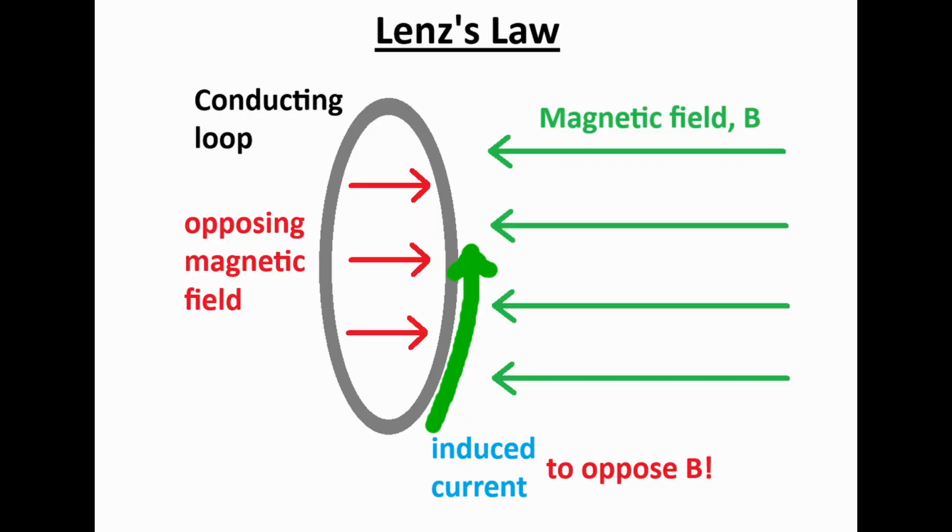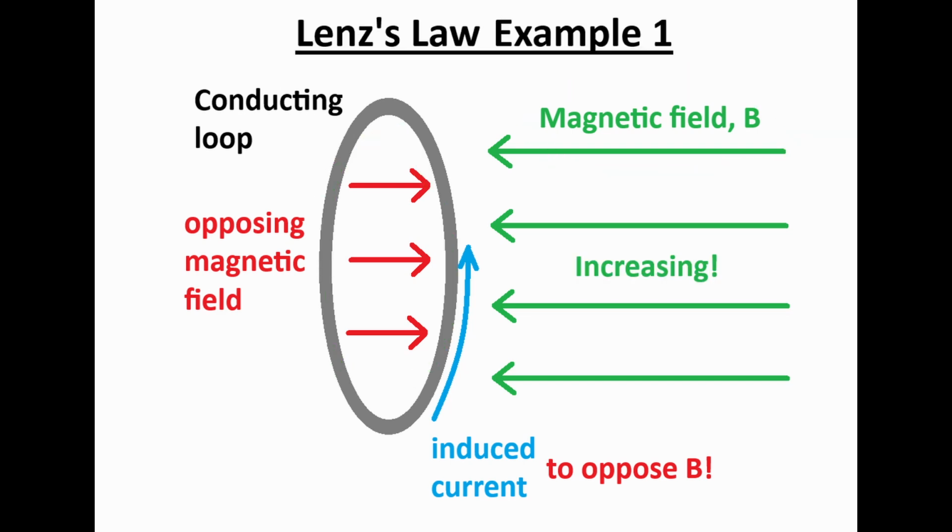entering the loop. There's an additional rule in induction that determines the direction of the current. This is called Lenz's law, and it states that the induced current is in the direction such that its magnetic field opposes the change in the magnetic field that produced it. For example, let's say the magnetic field is increasing from right to left across a conductive loop. That means the induced current will be in the direction such that its own magnetic field will oppose the field. That means it would want to generate a magnetic field in the opposite direction from left to right. In order to do that, the current would flow counterclockwise.